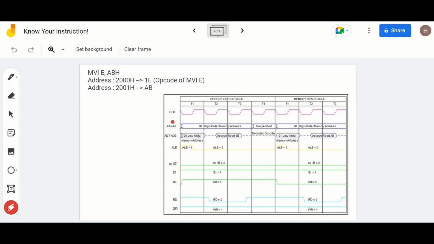Here you have the clock. On AD0 to AD7 we will have the lower order address. What is our address here? The address is 2000H, so the lower order address will be 00. The higher order address is 20, as you can see here, on the A8 to A15 address lines. Then we have the opcode. The opcode for instruction MVI E was 1E.